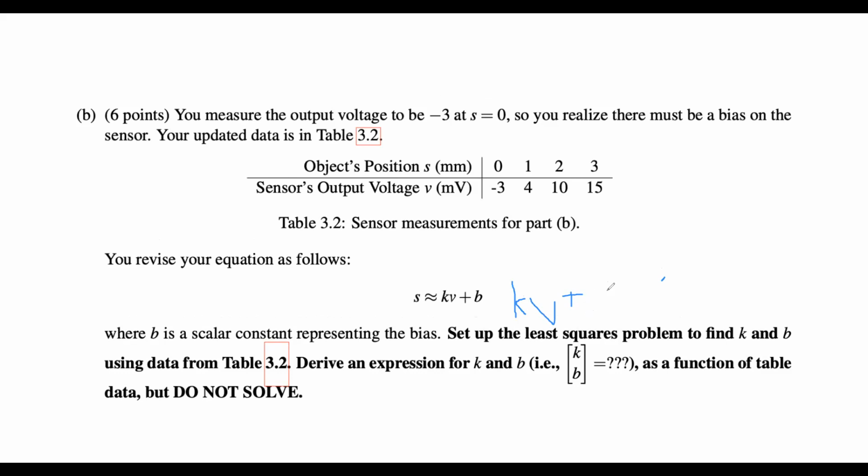This is equivalent to saying KV plus B times 1. I think that's a good way of thinking about this, because K and B are your unknowns and V and 1 are your knowns. So when we write it in terms of what we want, with K and B as the vector of unknowns, you'd end up getting a matrix with V's and 1s because those are your knowns.